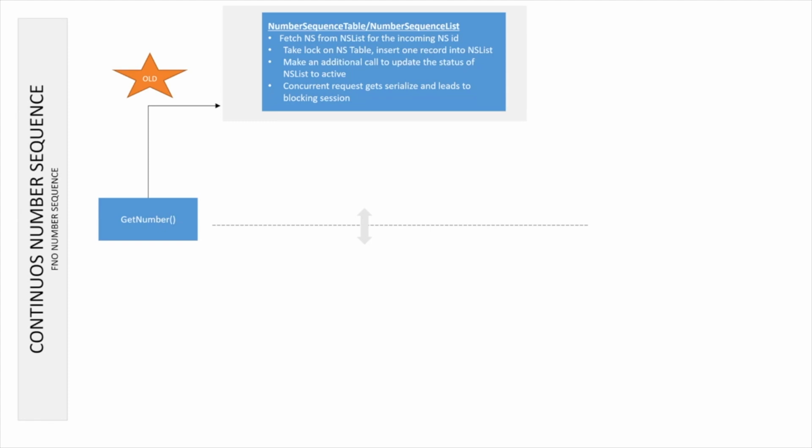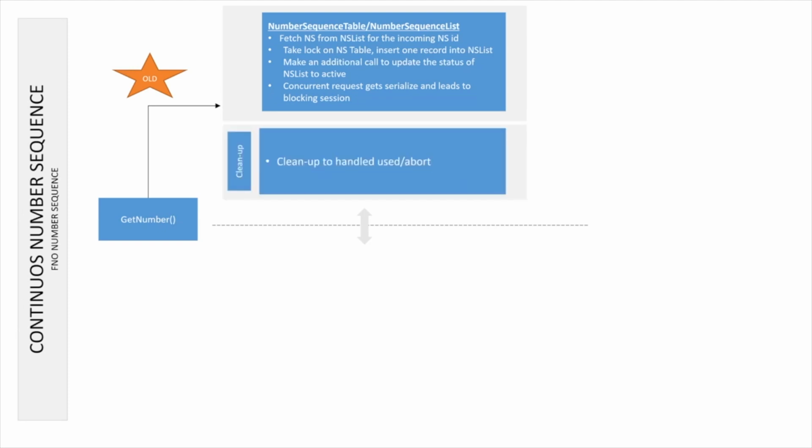As a result, you could see that concurrent requests needed to be serialized, which led to an increase in the number of blocking sessions. Because we used to take a lock on the number sequence table and the number sequence list table, it used to cause blocking sessions to happen. So these were the two tables: the number sequence table and the number sequence list table.